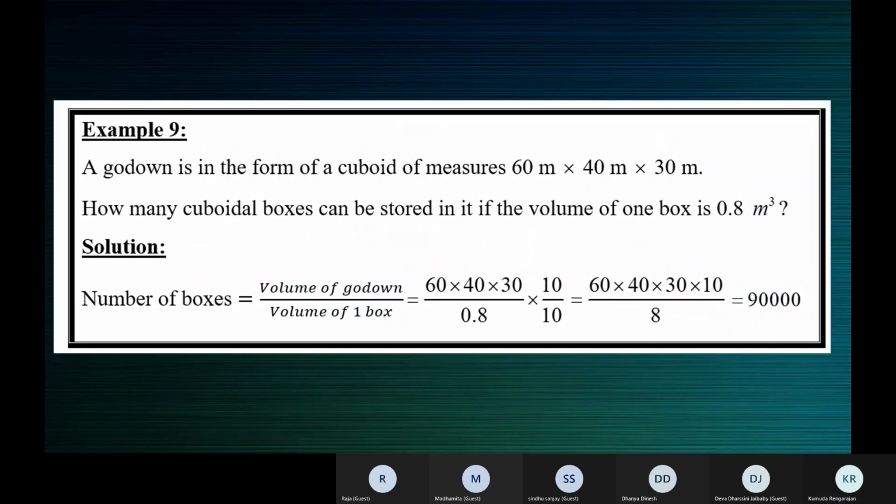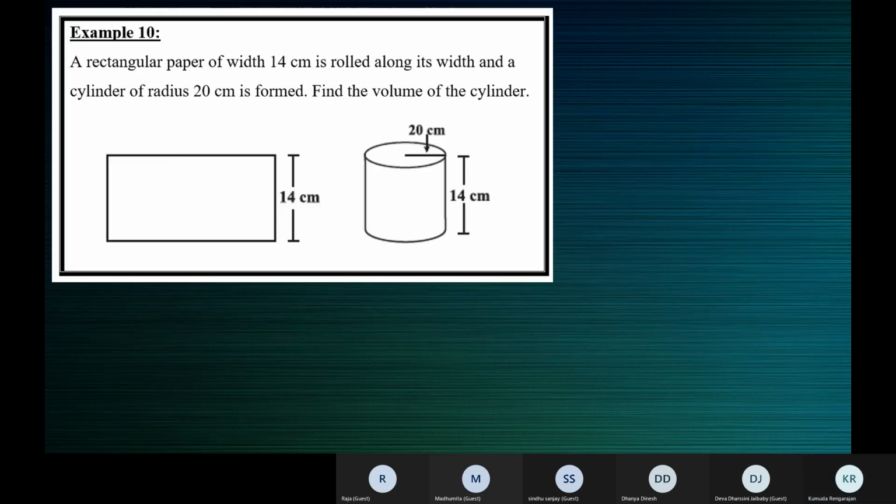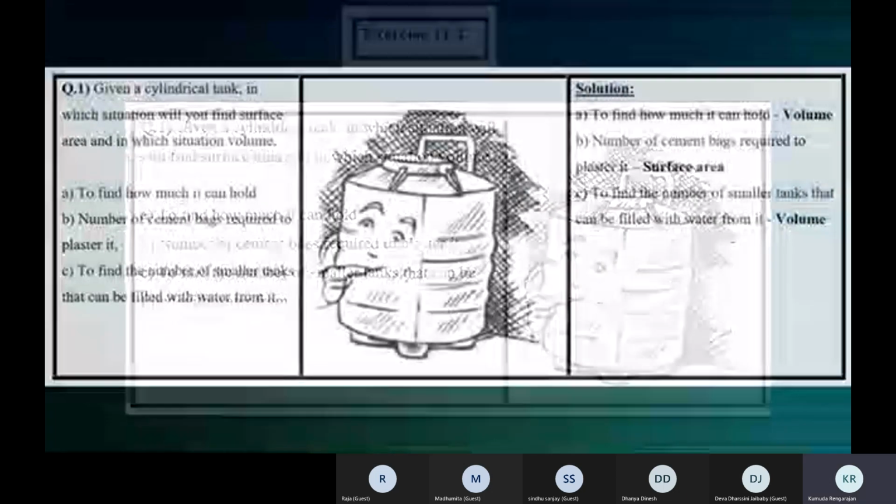This one. There's a godown and there's a room, and how many boxes can be stored in the room? So how many boxes? It's the volume of the godown by the volume of one box. Should divide the volumes, the volume of the bigger one by the volume of each small one. And here directly the volume was given to us. Similar question. See here.